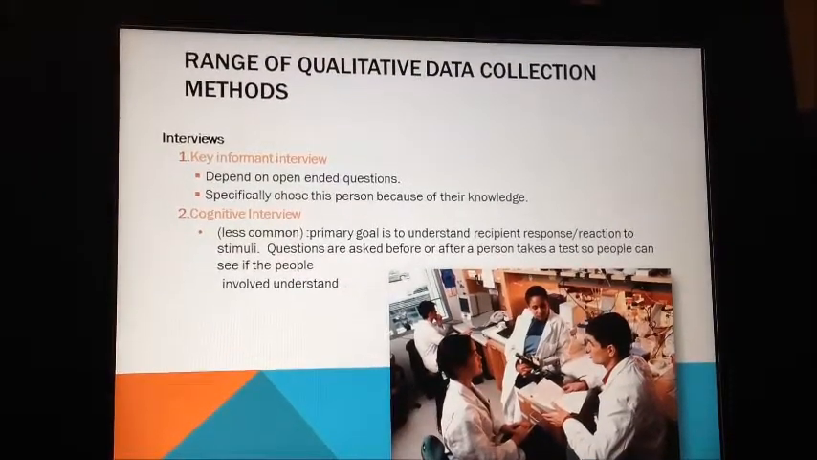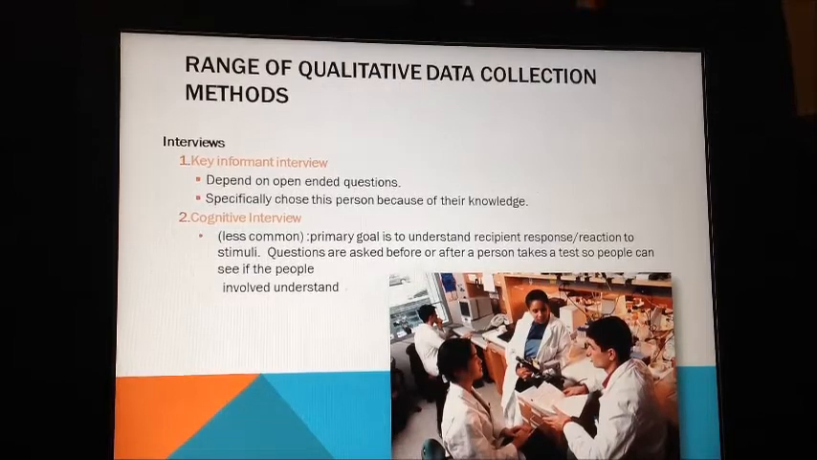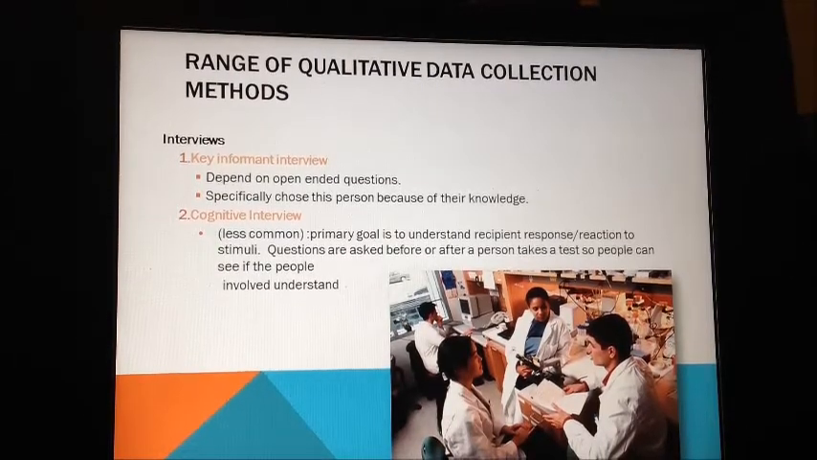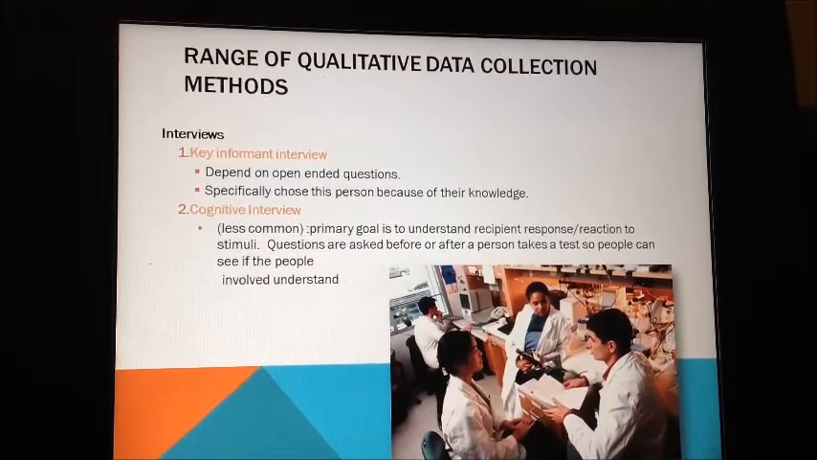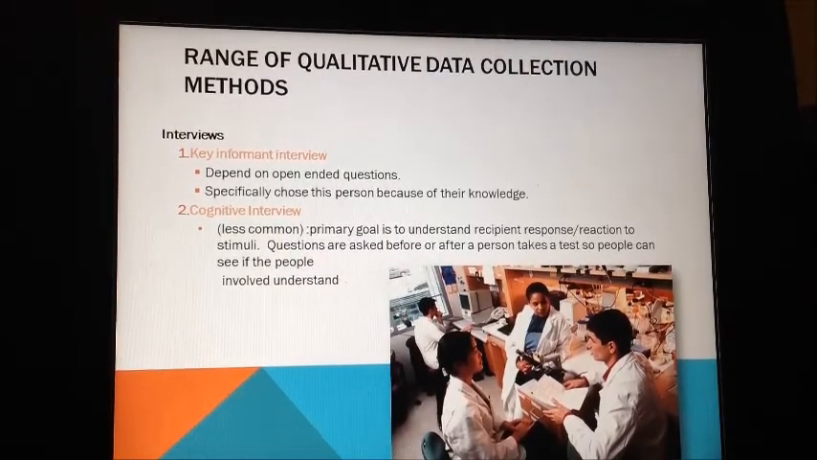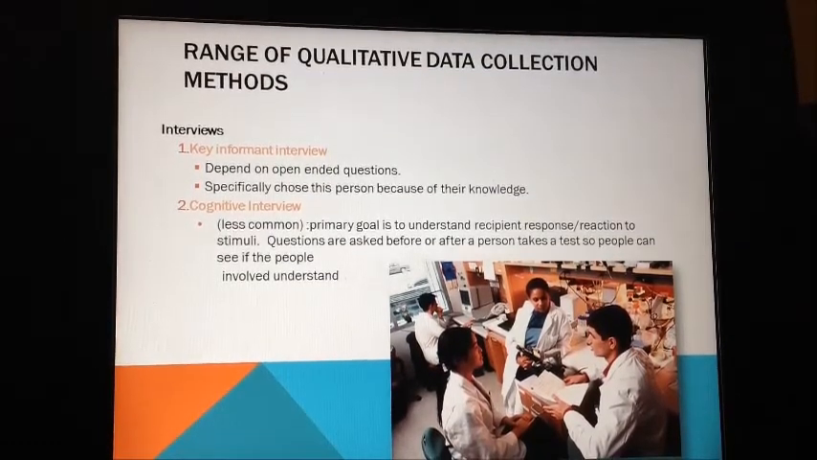There are 3 ways to collect data: interviews, focus groups, and observations. There are 2 major types of interviews: key informant interviews and cognitive interviews. Key informant interviews depend on open-ended questions. The respondents have been chosen because of their knowledge in the area of interest.